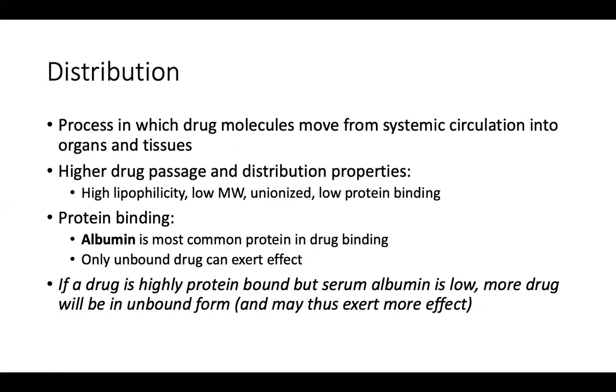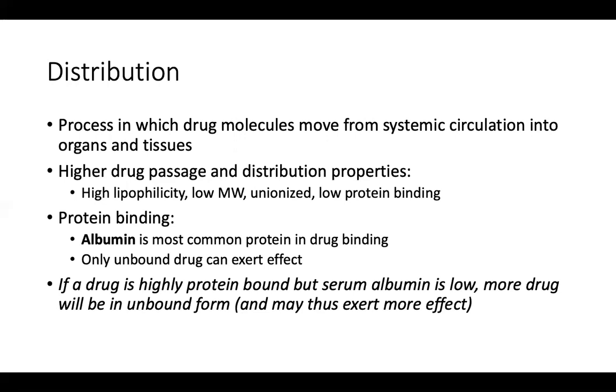Going into distribution now, this is the process in which the drug molecules move from systemic circulation into those organs and tissues. The drugs that will most likely have that higher passage and distribution will normally have higher lipophilicity and lower molecular weight. They're usually unionized and usually have low protein binding. So that's that balance that we have talked about before, in that these drugs need to be dissolved, and that's the hydrophilic aspect, but then to be absorbed, they have to still have somewhat of a lipophilic aspect as well.